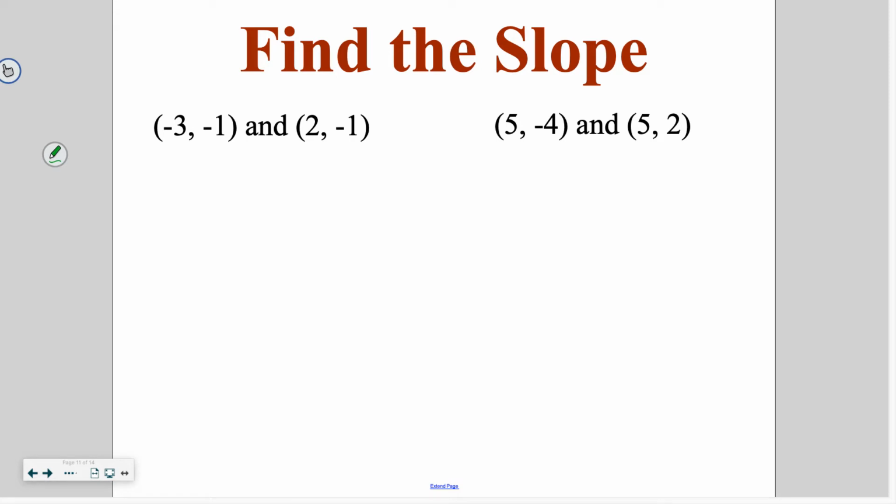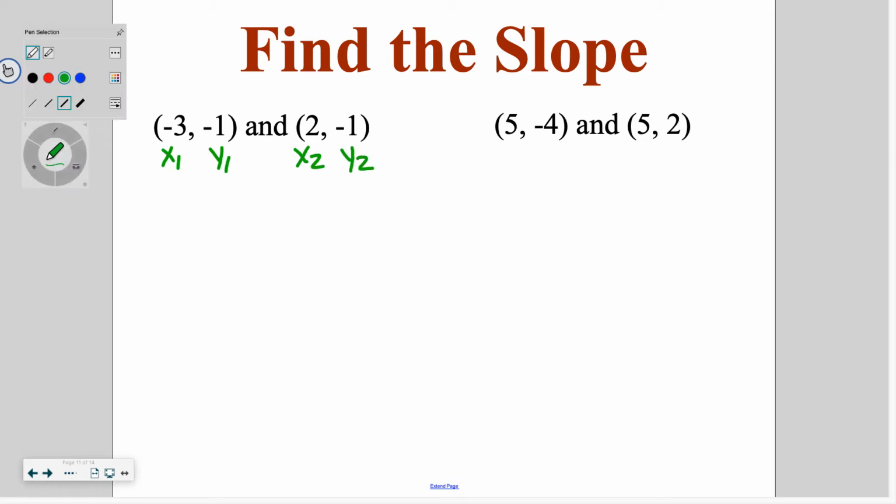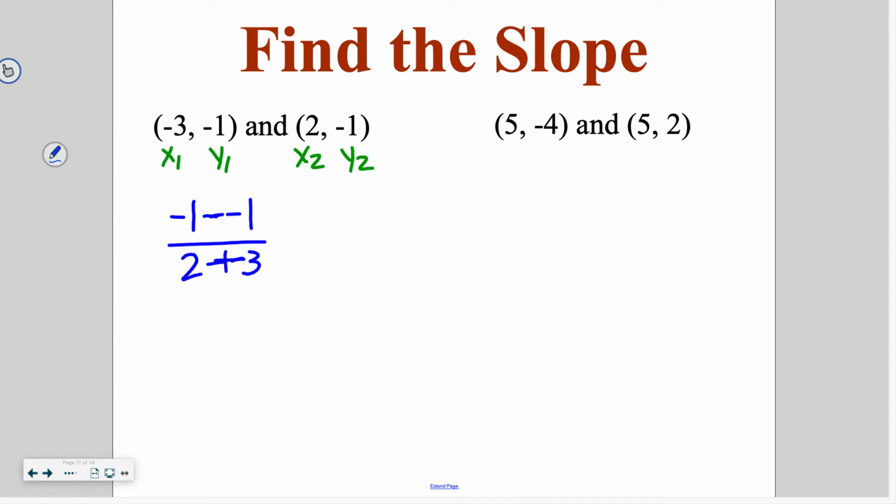Couple other examples I want to go through really quick. On this first one, we've got negative 3, 1, and 2, negative 1. So if I label x1, y1, x2, y2, and plug into my formula, I get negative 1 minus negative 1 over 2 minus negative 3. Again, double negatives become a positive, so I end up with 0 over 5, which gives me a slope of 0. So if you see a pair of points and you notice that your y coordinates are the same, you're going to end up with a slope of 0 because you're going to have 0 in your numerator.